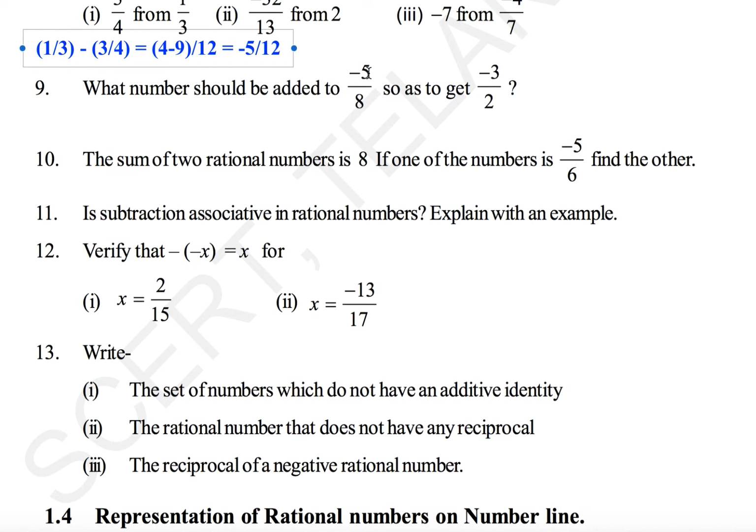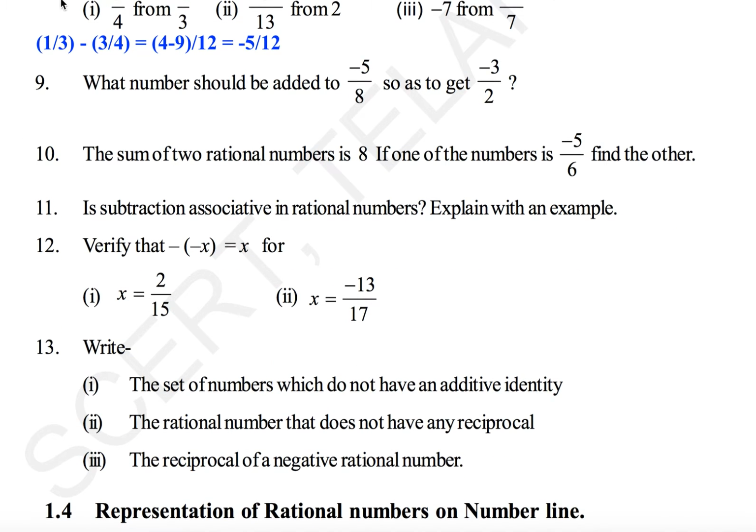What number should be added to minus 5 by 8 so as to get minus 3 by 2? Let's deal with it in this way. Add some number x to minus 5 by 8 to get minus 3 by 2. Now we need to find x, right? Just transfer the other number minus 5 by 8 to the other side.